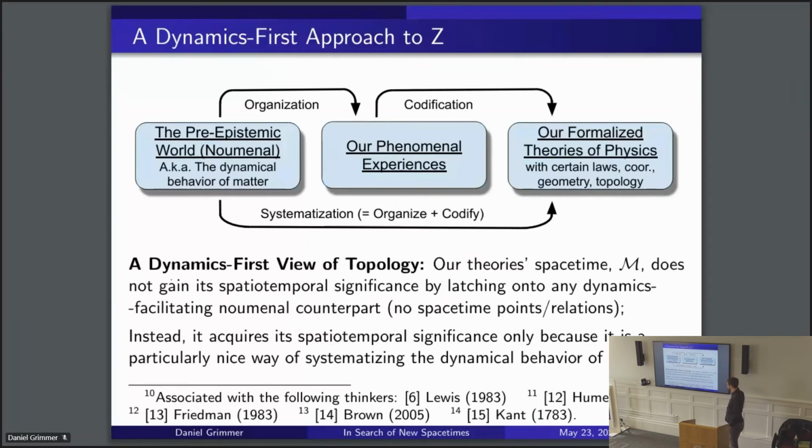that debate. But I want to extend that to space-time topology here. And so the claim would be that our theory's space-time doesn't gain its spatiotemporal significance by latching onto any hardworking noumenal stuff out there in the world. No space-time points, so not like Newton. No space-time relations, so not like Leibniz. It's a different thing. I'll show you what it is in a second. But instead, the spatiotemporal significance of our space-time manifolds only comes because they're a particularly nice way of systematizing the dynamical behavior of matter, which we're going to think of somehow pre-space-time, theoretically.